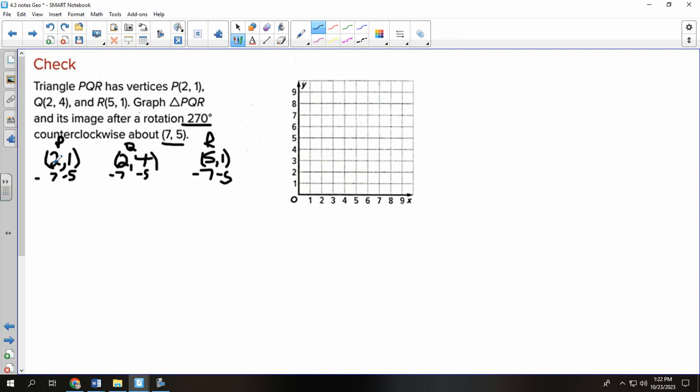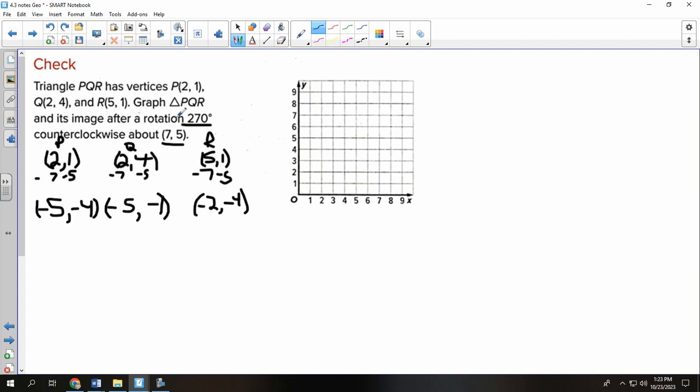All right, 2 minus 7 is -5. 1 minus 5 is -4. 2 minus 7 is -5. 4 minus 5 is -1. We'll just box these up for you. 5 minus 7 is -2. 1 minus 5 is negative 4. So now we're at the origin.